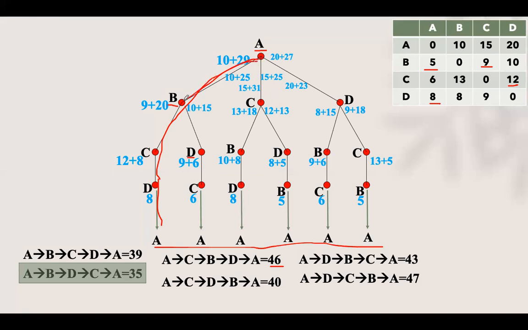That is A to B, D, C, A. So this is minimum. That is 35. That is the minimum cost path from A to A, traversing through all the vertices. Is it clear? So this is the traveling salesman problem. You have to start from one vertex, travel through all the vertices, and get back to the same vertex with minimum cost. So this is the minimum cost path, A to B, D, C, A. That is 35. Is it clear?